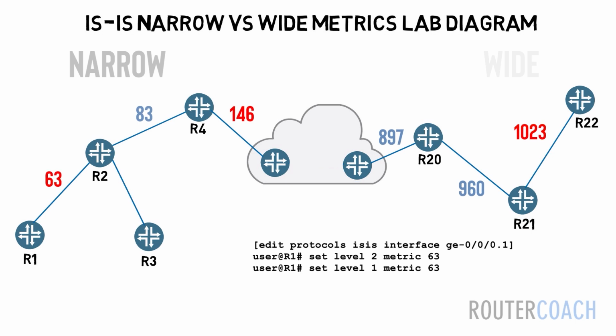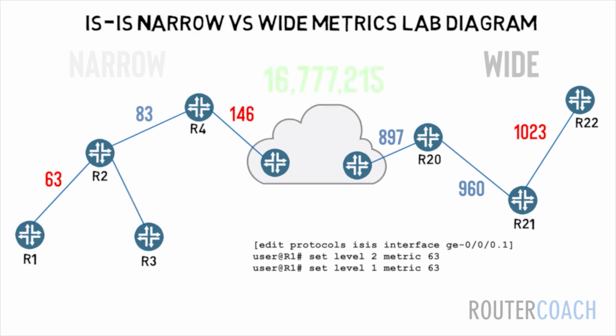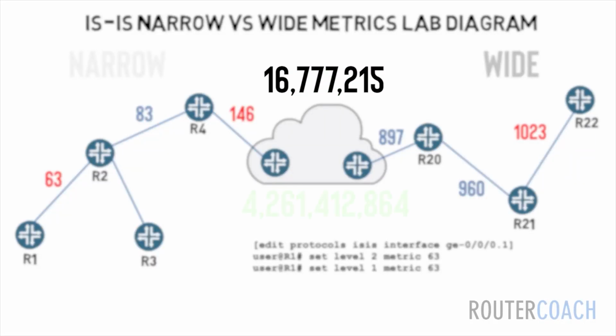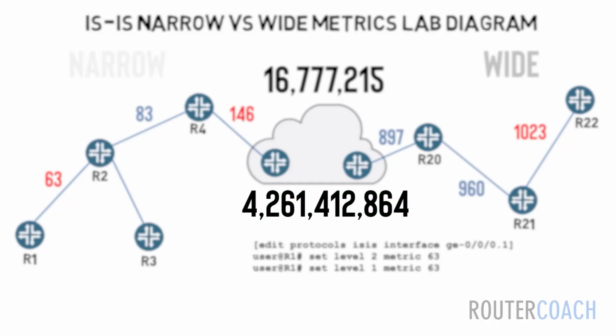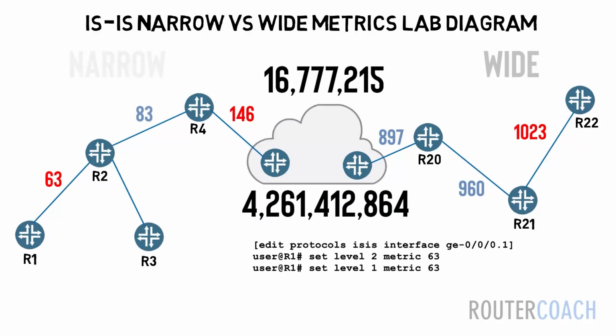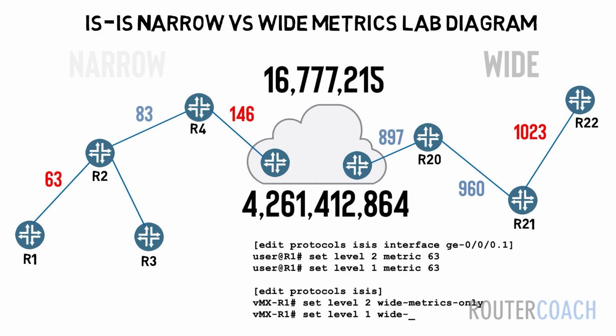To be honest, in larger ISIS deployments and with things like traffic engineering, narrow metrics just don't cut it. They're not scalable. Luckily for us, we have the option of wide metrics. It uses a 24-bit field, can have a maximum metric value of 16 million plus, and a total path value of 4 billion and something. However, one thing to take note of is, if there is a device in the path that only supports narrow metrics, all devices will utilize narrow metrics. Therefore, to fully use wide metrics, narrow metrics must be disabled across the entire infrastructure.